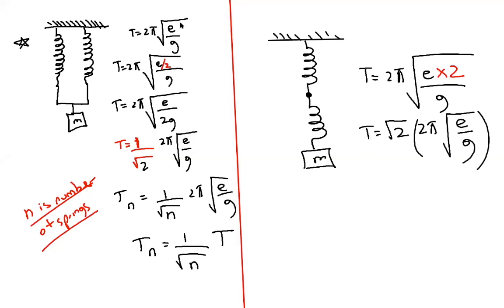Now I can find this general formula, Tn for n springs, equal to under root n into T. So if I want to find the time period if I use like 100 springs, I could literally put 100 into this, and multiply this by my time period, and I could find the answer. Okay, is this clear? Note this down. When you're done, we're going to do the next thing.